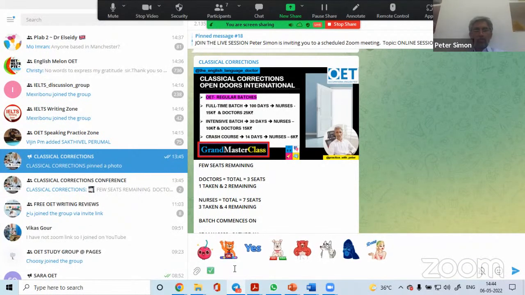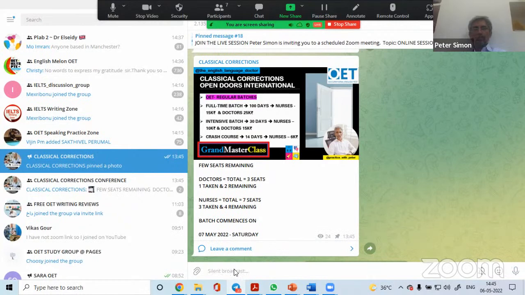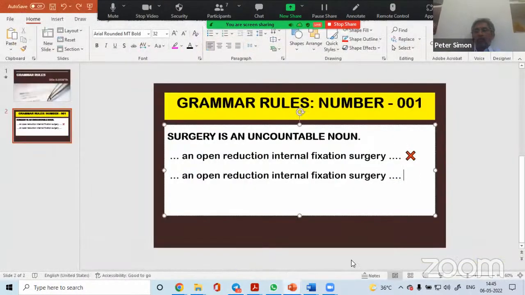Let's see. That is right. So what is right? How can we make it right? You have to remove just 'an'. That is the mistake. Open reduction internal fixation surgery. That's it. Don't use 'a' or 'an' when you use surgery. It's uncountable. So then what is the rule here?